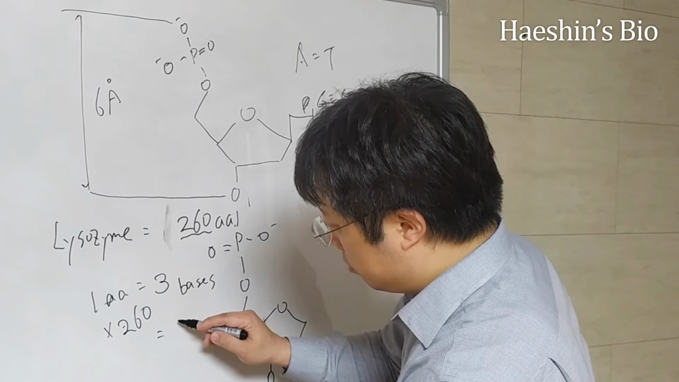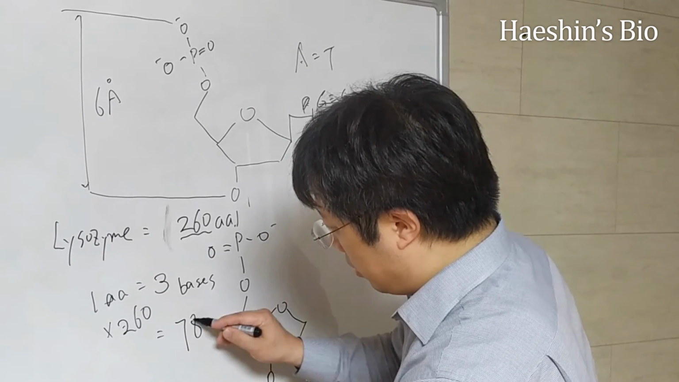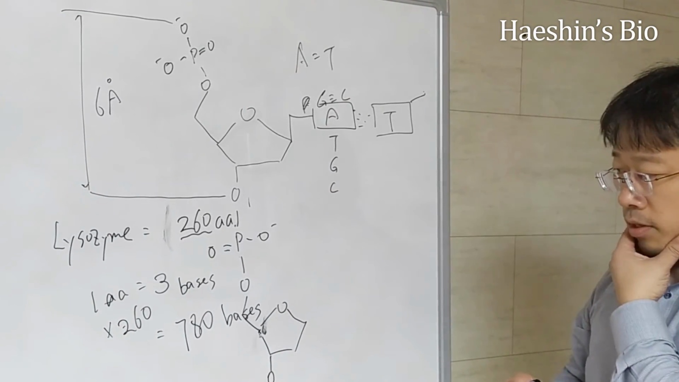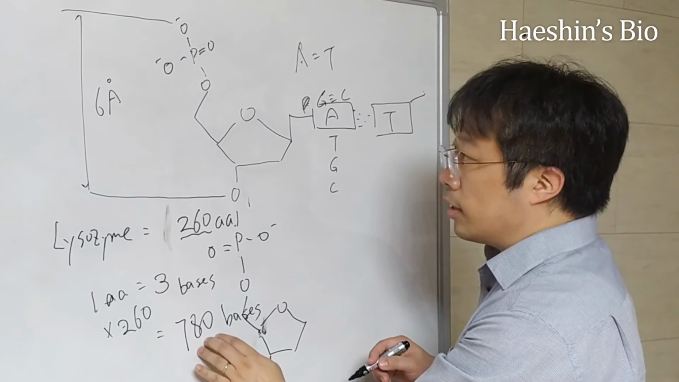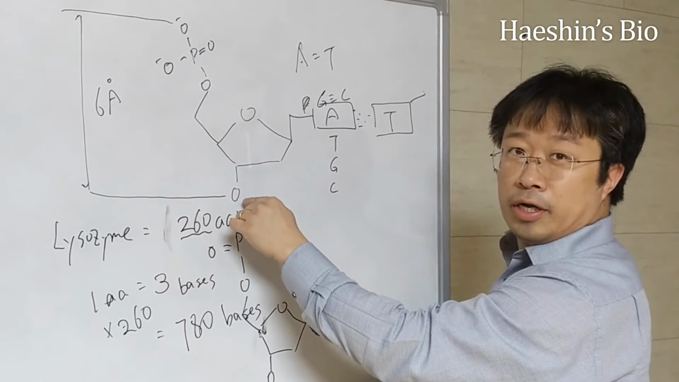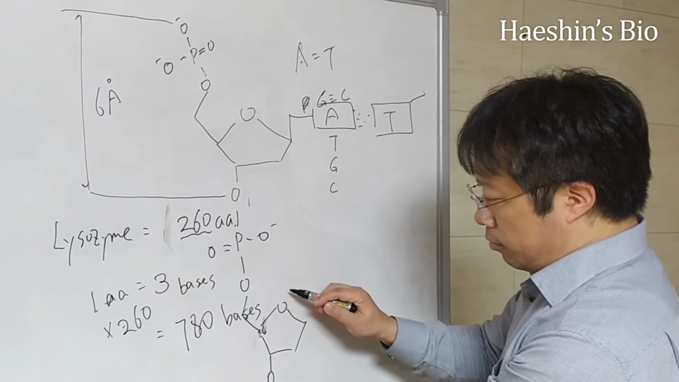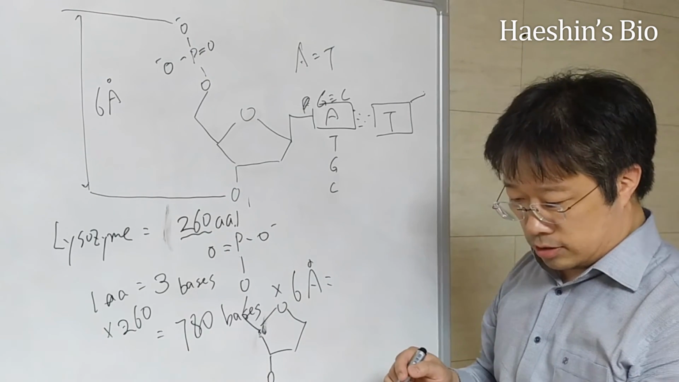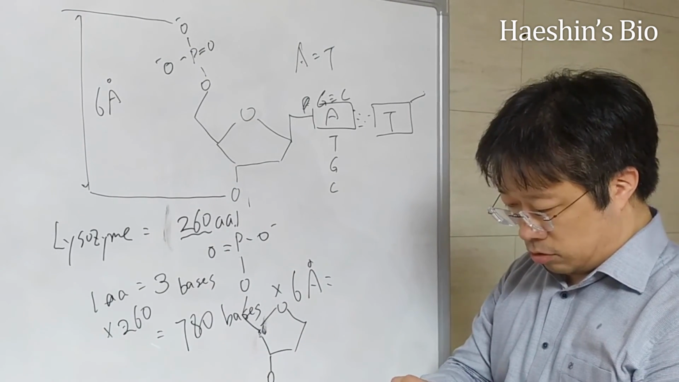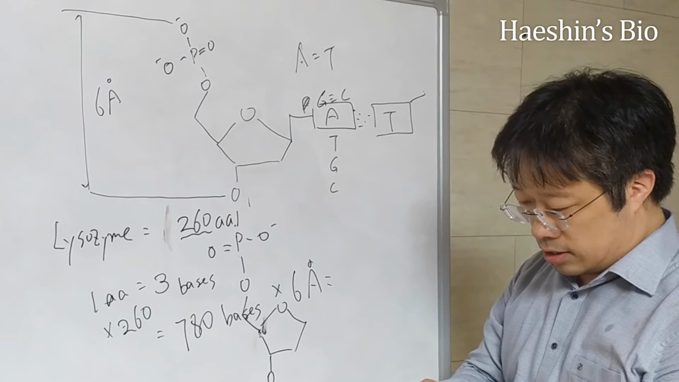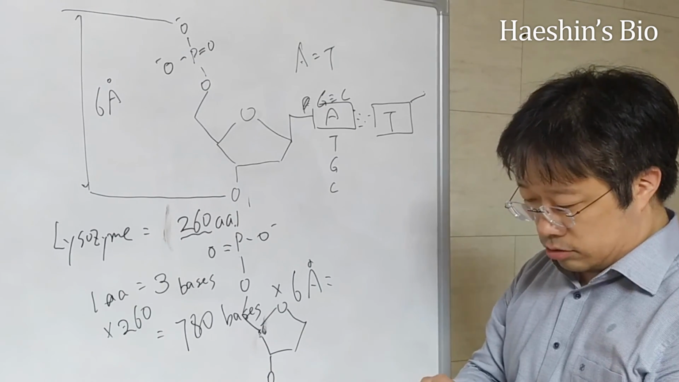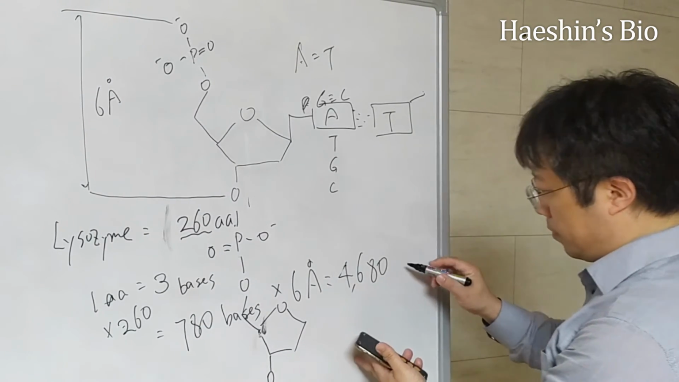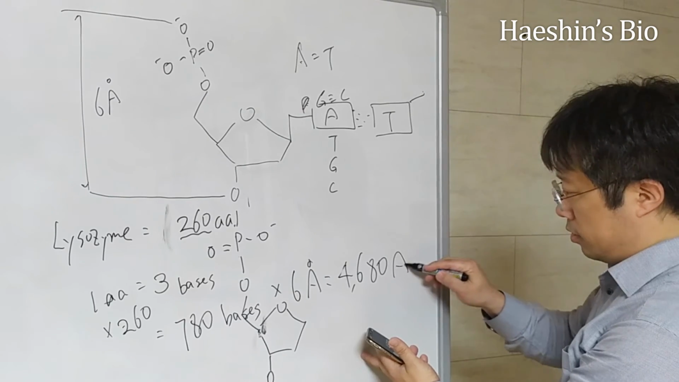So then if you need to fully encode 260 amino acids, you simply multiply by 3, and then you have about 780 bases, right? So the 780 bases, now this is one base pair length, okay? So then now we can multiply by 6 angstrom. So then we can calculate the overall length, which is 780 times 6 angstrom, which is 4680 angstrom.